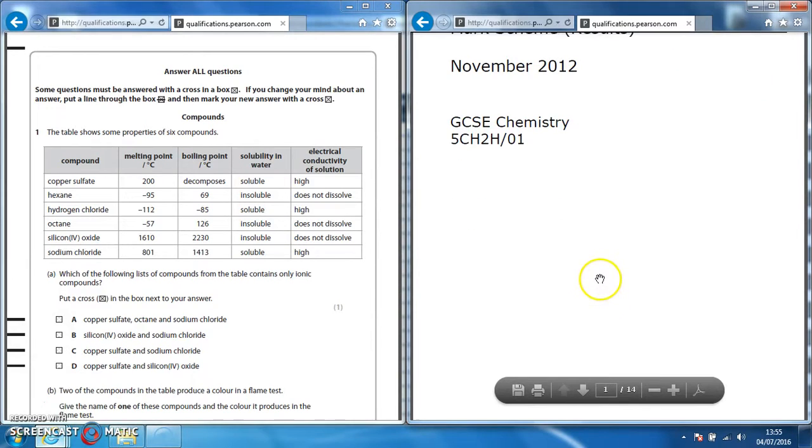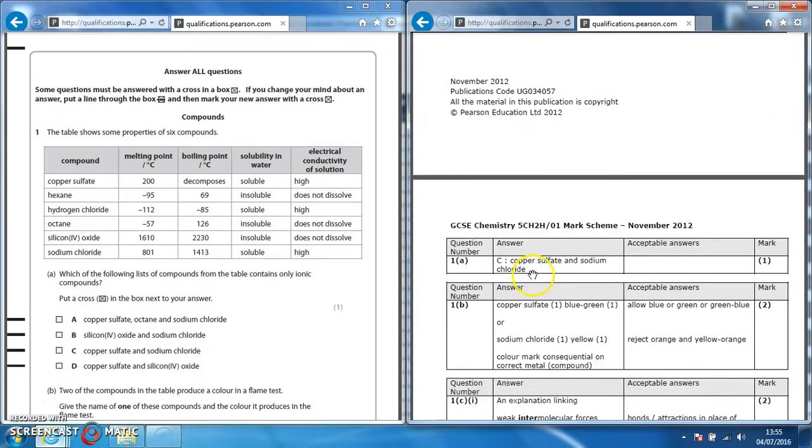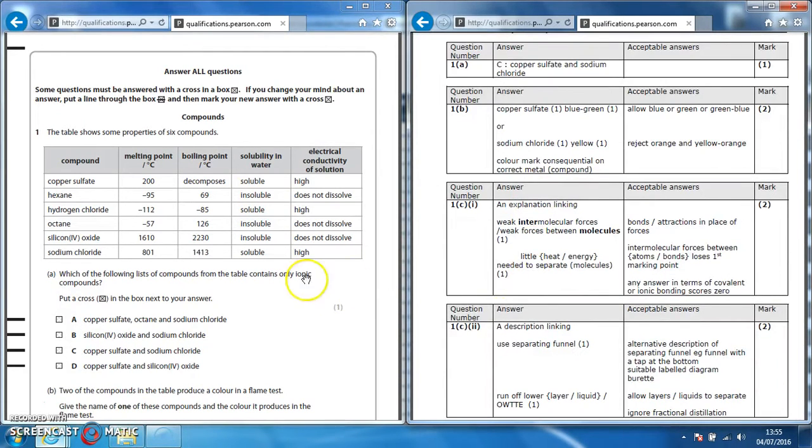So first question then, we're looking at compounds. It's asking us which ones are only ionic. So it's asking you about, do you know the properties of ionic? So ionic compounds generally have high melting and boiling points. They'll conduct as a solution, but they won't conduct as a solid, and obviously they've got to dissolve. So we're looking for high melting and boiling points in these here, and we're looking for something that hopefully dissolves and then will conduct the electricity.